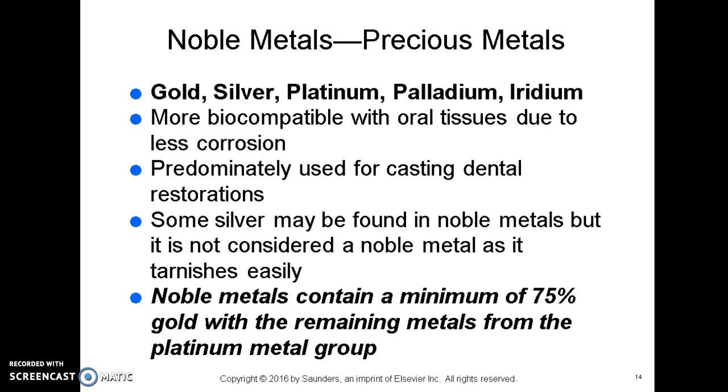Next, we're going to talk about noble metals, which are precious metals. The precious metals of dentistry are gold, silver, platinum, palladium, and iridium. These metals are biocompatible with oral tissues due to the least amount of corrosion that will happen in the oral cavity. They are predominantly used for casting of dental restorations. However, some silver may be found in noble metals, but it is not considered a noble metal as it does tarnish easily. Noble metals contain a minimum of 75% gold, with the remaining metals from the platinum metal group.